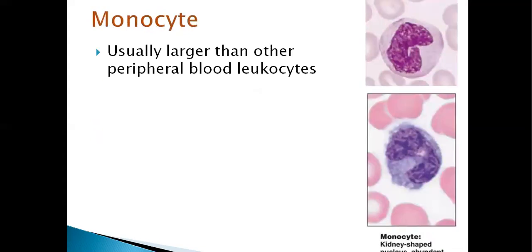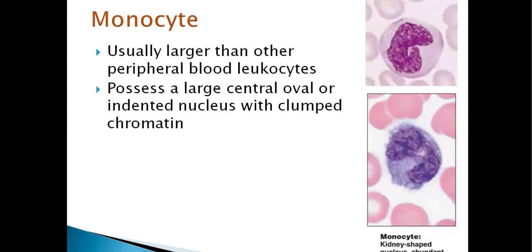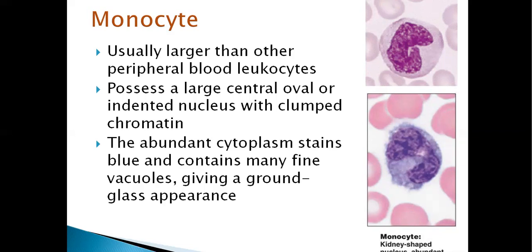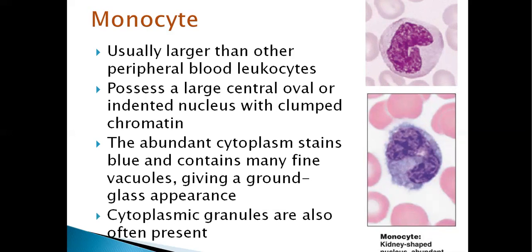The monocyte, usually larger than other peripheral blood leukocytes, possesses a large central oval indented nucleus with clumped chromatin material. The abundant cytoplasm stains blue and contains many fine vacuoles, giving a ground glass appearance. Cytoplasmic granules are also often present.